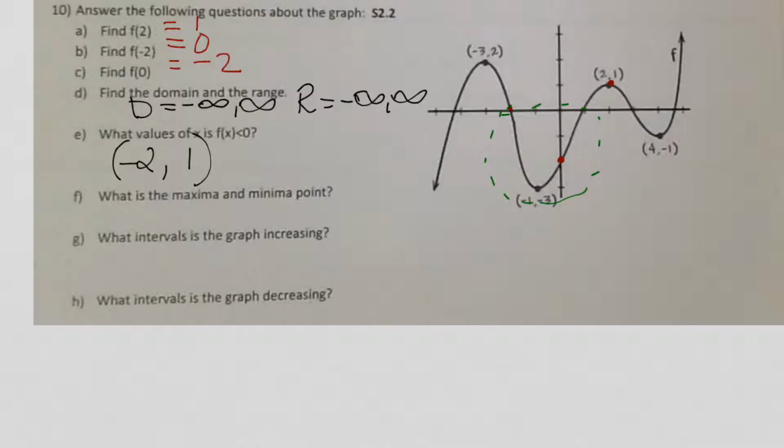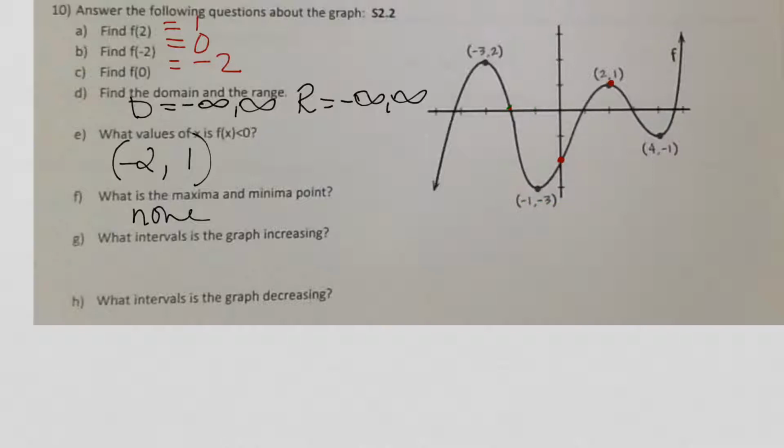Maxima and minima. Do I have a maxima and minima point? It doesn't look like it because the graph keeps going up and down with the arrow. So here, there's none. Alright, now I'm going to erase this piece here.